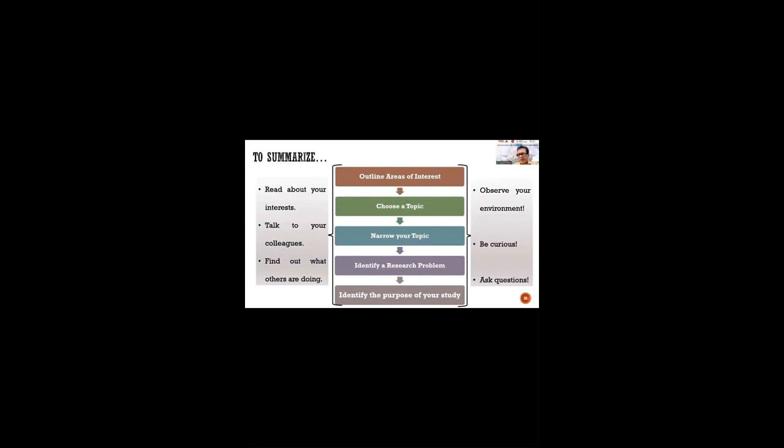Observe your environment, be curious, ask questions, read about your interests, talk to your colleagues, and find out what others are doing. In short, anticipate. From start to finish, there is a method to madness. Anticipate, discuss, plan, start it, do it, and finish it.